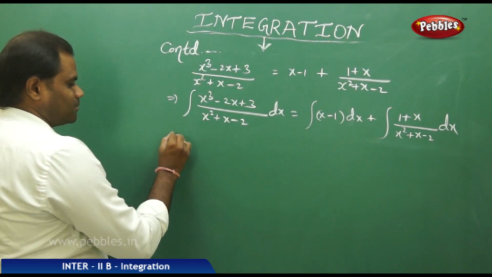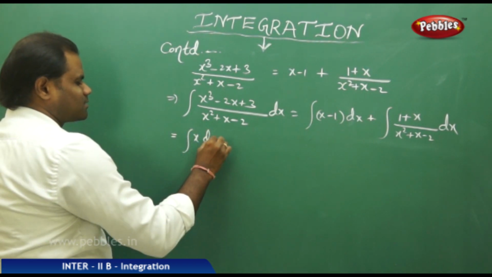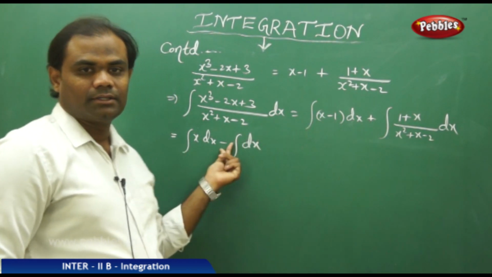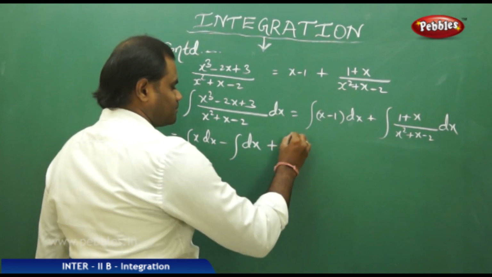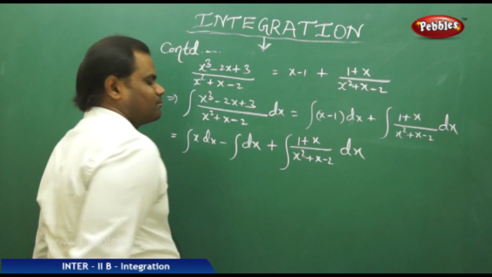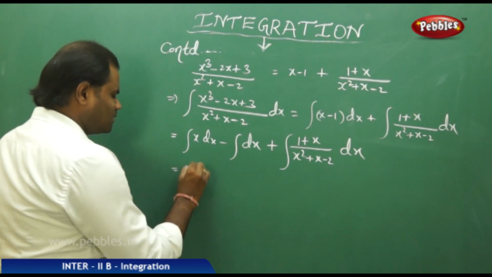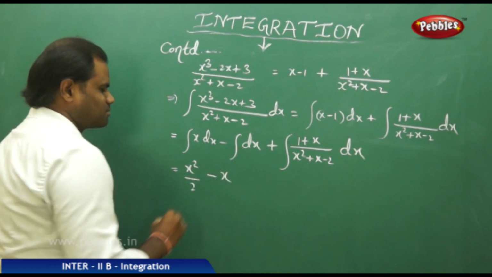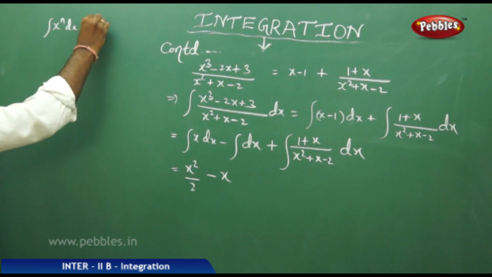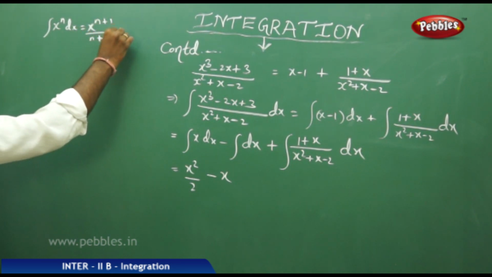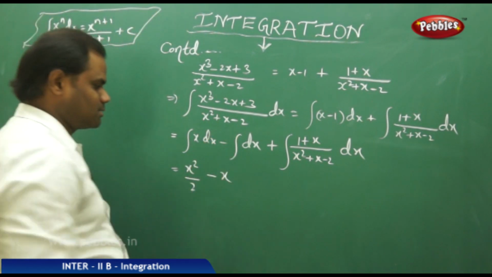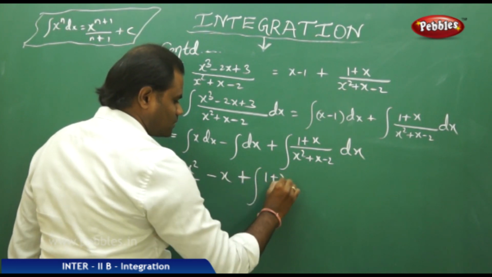Now let's split the integral using the expansion through brackets. That is, this step is followed with integral x dx minus integral dx, because this can be split as x dx minus dx under the integral. And this is nothing but x squared by 2 minus x, because integral x dx uses the formula x to the power n plus 1 by n plus 1, and we know that integral dx is x, plus the integral of this.